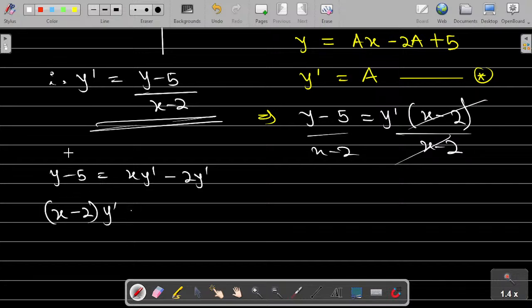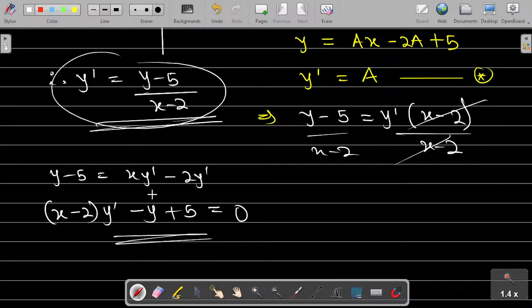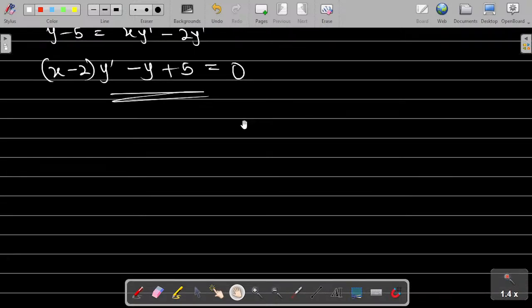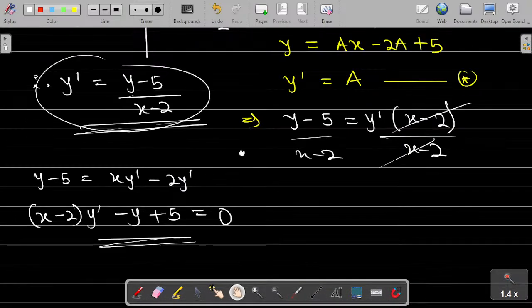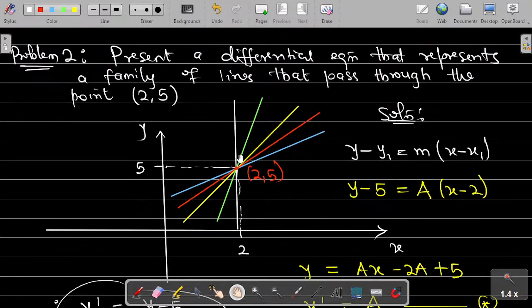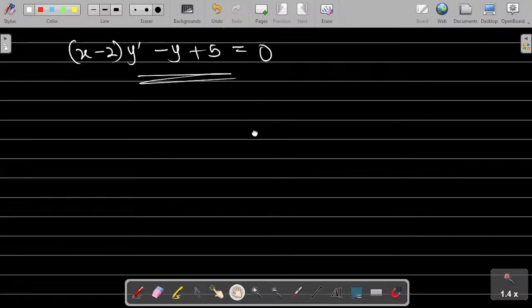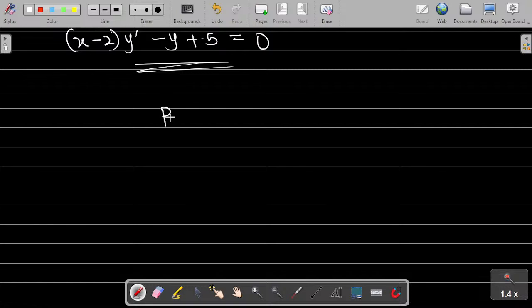Of course, this one coming over here will be minus y. This one coming over will be plus 5. Everything equal to 0. Okay, so this could also be another way of arranging the differential equation, or you can keep it this way. Any of those will give you a beautiful solution. All right, so that's the differential equation that will represent the family of straight lines that will pass through the points 2 and 5.